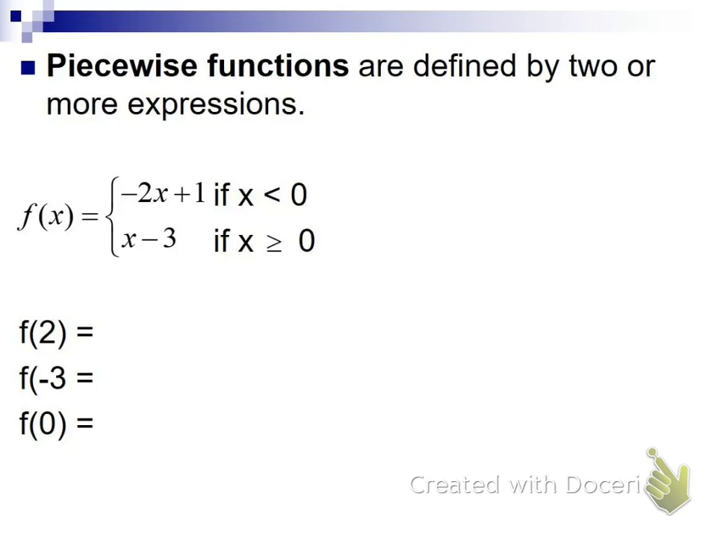I can always tell when a student really doesn't understand it when they give me 2 answers. They plug it in both of them. That would tell me you don't know what you're doing. Is that fair? Okay. So f of negative 3: negative 3 is definitely less than 0. Everybody agree? So negative 2 times negative 3 would be 6 plus 1, which is 7. And f of 0, well, since it says equal to 0, I plug it in here, and 0 minus 3 is negative 3. Everybody good? Okay.